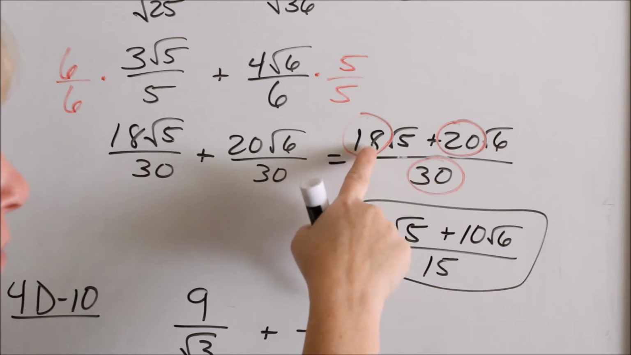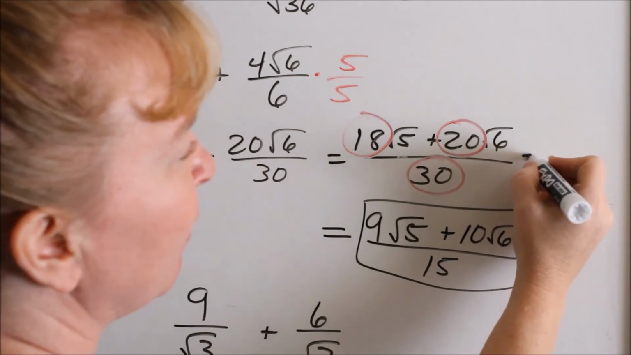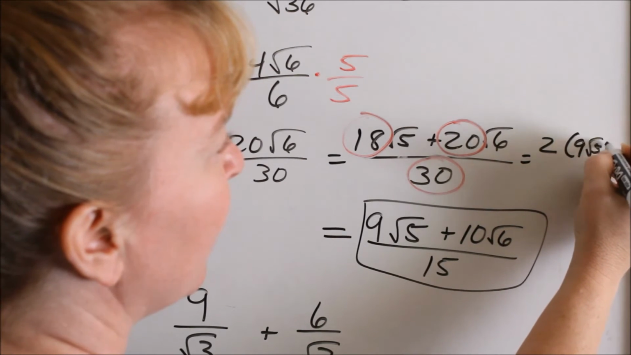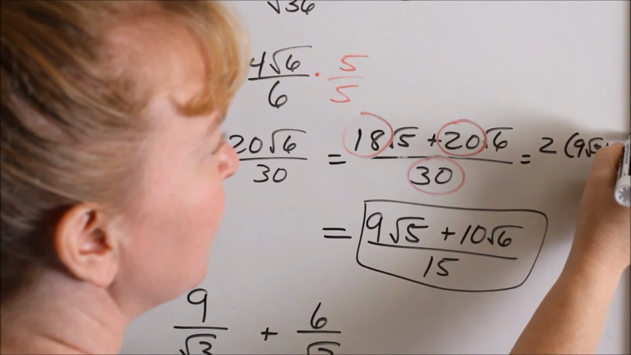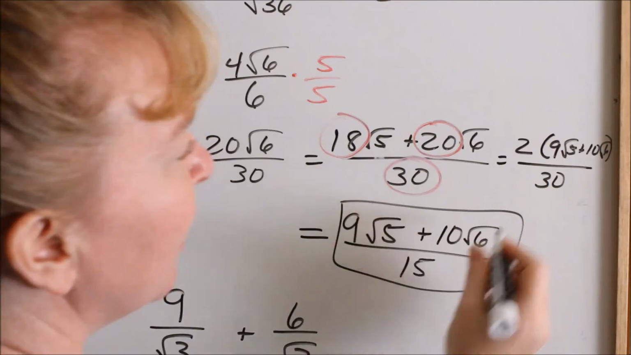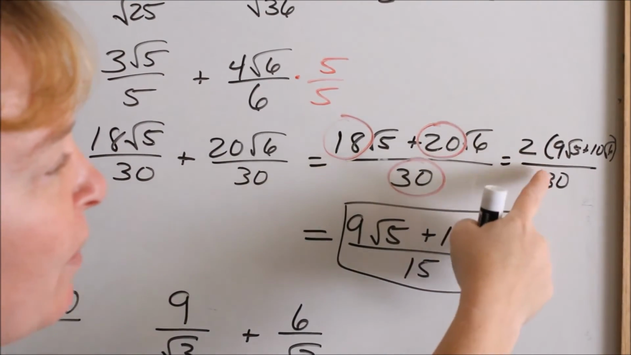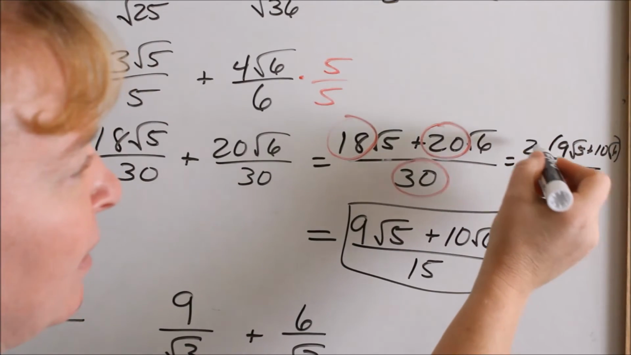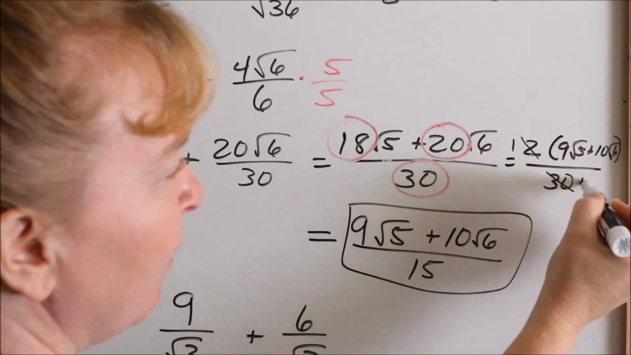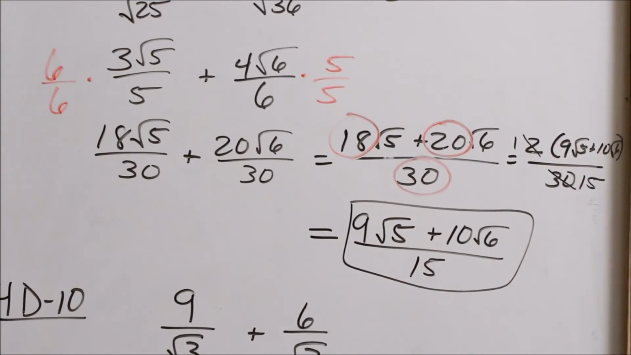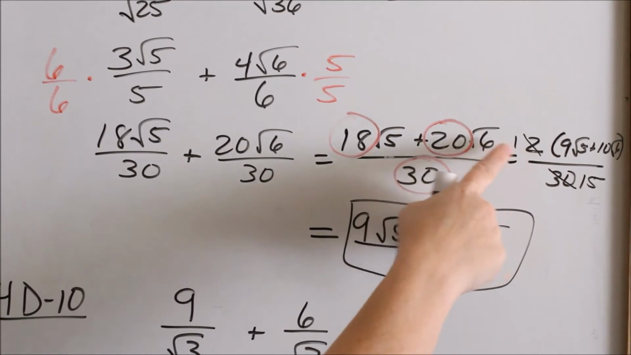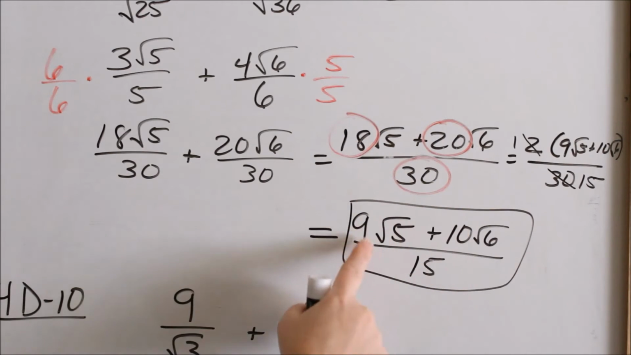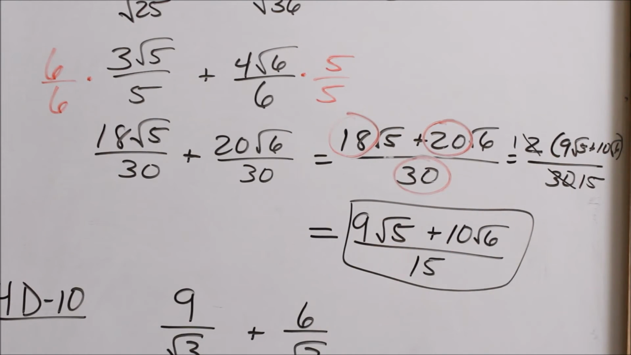Essentially what I did up here is I factored out a 2. If I factored out a 2 up here, that would leave 9 square root of 5 plus 10 square root of 6 all over 30. Now I can reduce 2 and 30 because 2 is being multiplied to this. And that's how I get, that would become a 1 and that would become a 15. That's how you reduce. You can either factor your numbers out of the numerator and then cancel the denominator, or you can just reduce all 3 of them at the same time like I did.